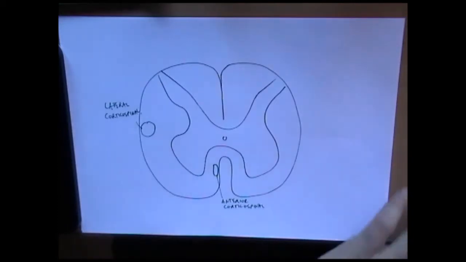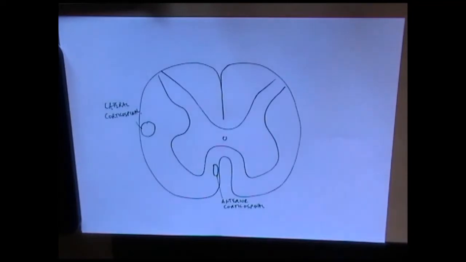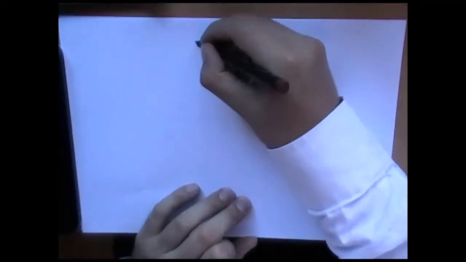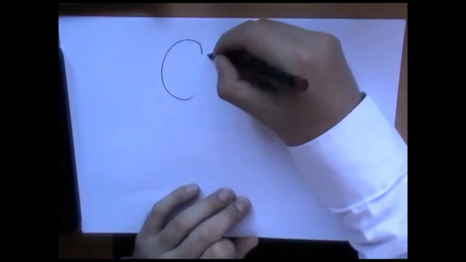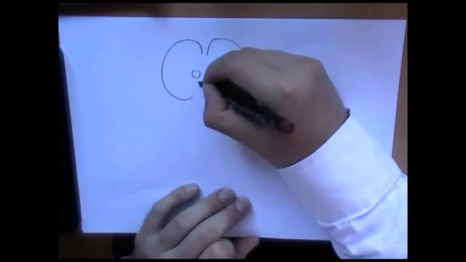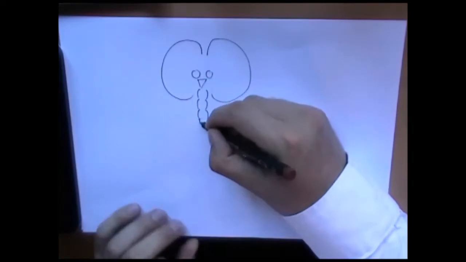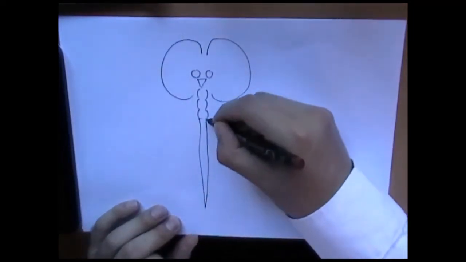So let's quickly discuss how these guys work. So let's give ourselves a brain over here. Right cerebral hemisphere, left cerebral hemisphere, the thalami, hypothalamus, midbrain, pons, medulla oblongata, and spine.